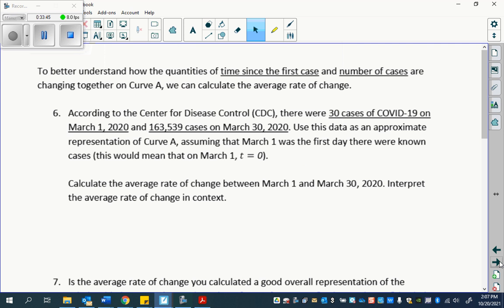All right. To better understand how the quantities of time since the first case and number of cases are changing together in curve A, we can calculate the average rate of change. According to the Center for Disease Control, there were 30 cases of COVID-19 on March 1st, 2020.